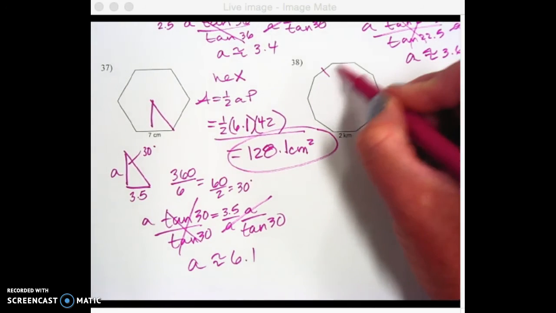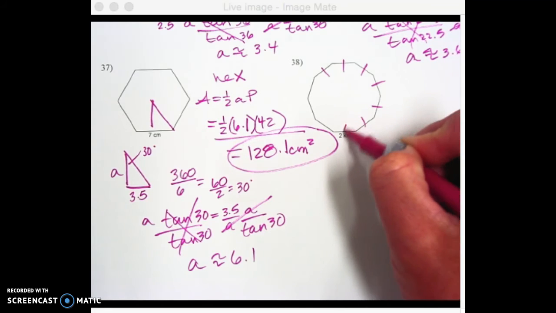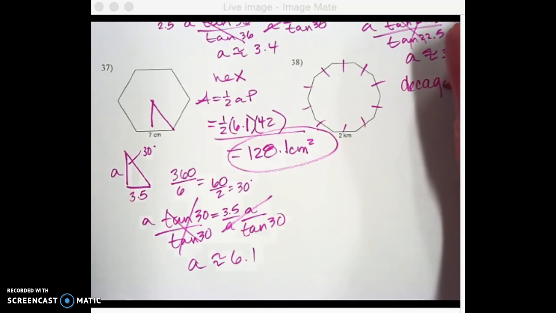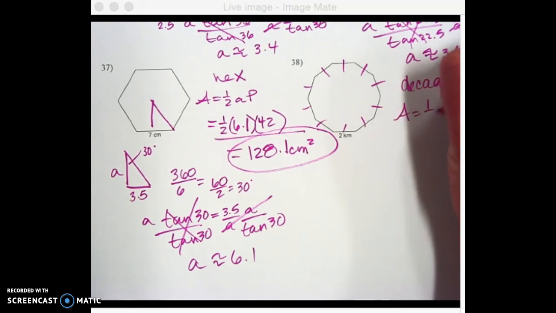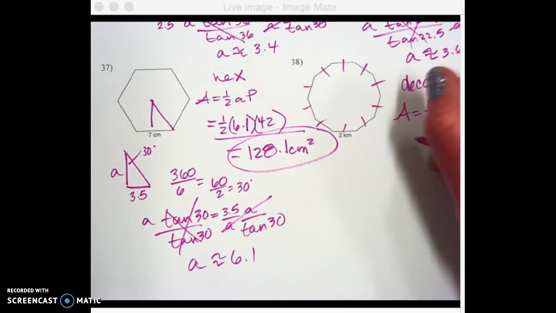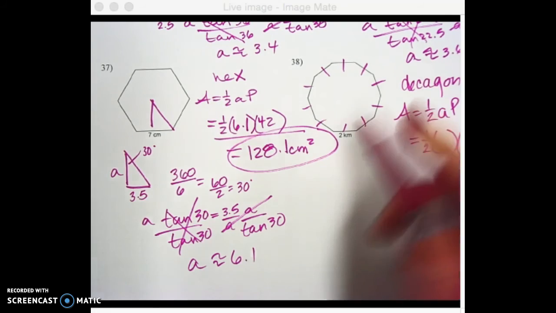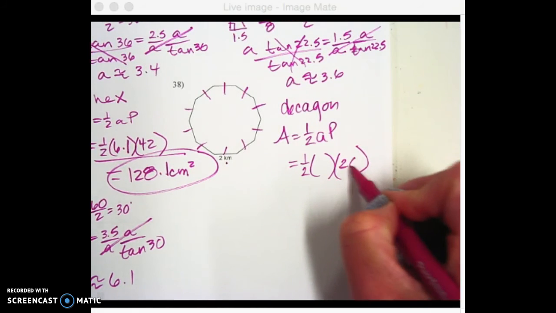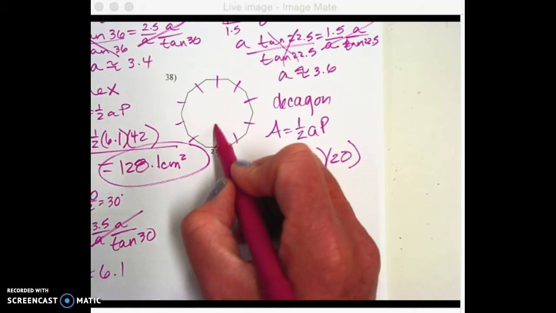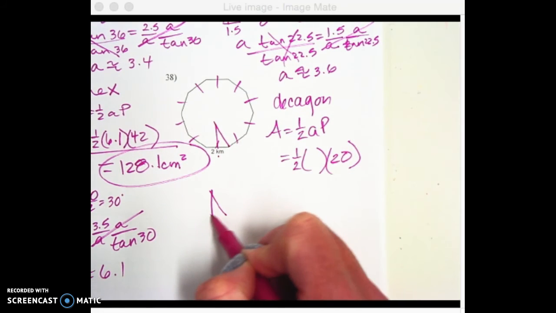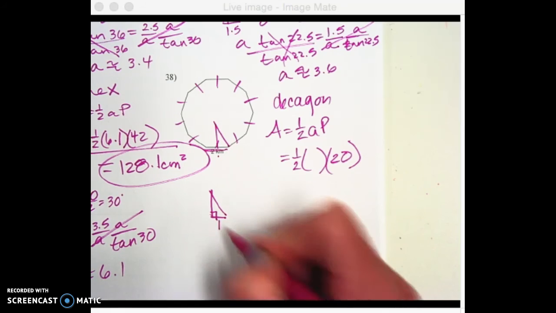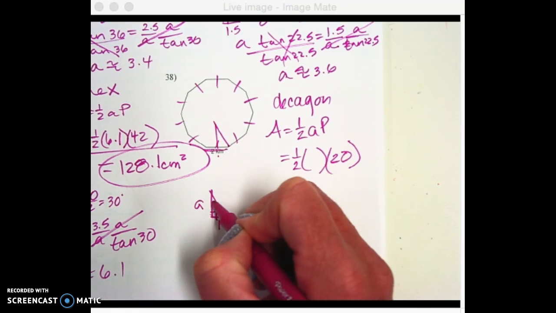Last one has 1, 2, 3, 4, 5, 6, 7, 8, 9, 10. So a decagon. And let's fill in what we know. We can get the perimeter pretty quick. If it's 2 kilometers for one side and there's 10 of them, that means we're going to have a perimeter of 20. We just need to get the apothem. So I'm going to pull out that little triangle right there. If one side is 2 kilometers, that means half of it is 1. We just need this little angle.